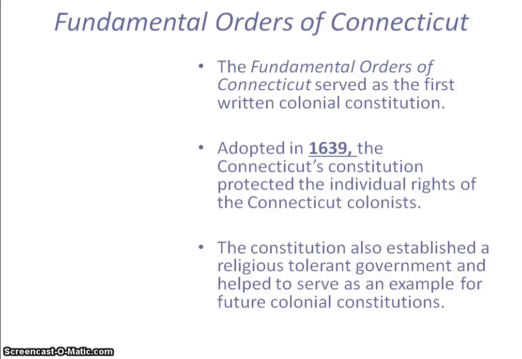The first written colonial constitution is the Fundamental Orders of Connecticut. It is adopted in 1639. It's Connecticut's constitution. It protects the individual rights of the colonists in Connecticut. And this is going to establish a religiously tolerant government, and it helps to serve as an example for future colonial constitutions. So it is the first written colonial constitution, Fundamental Orders of Connecticut. That is why you need to know that one.